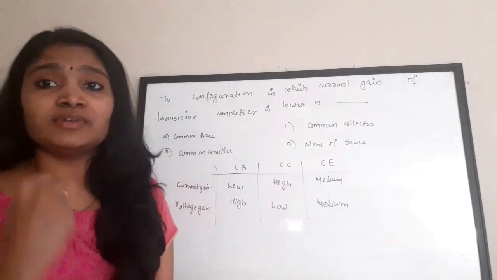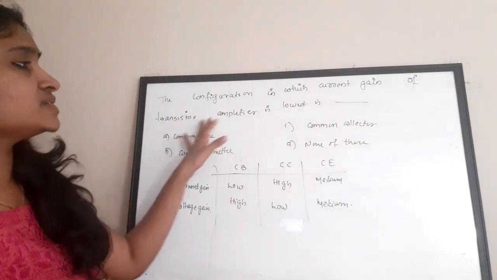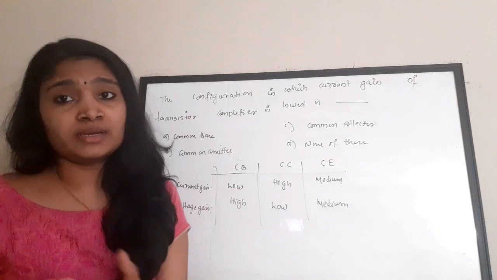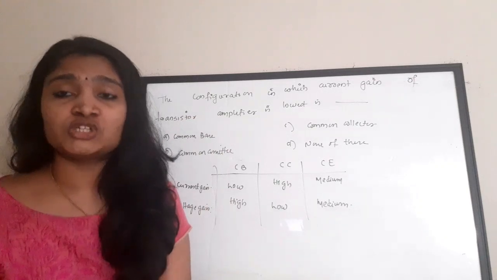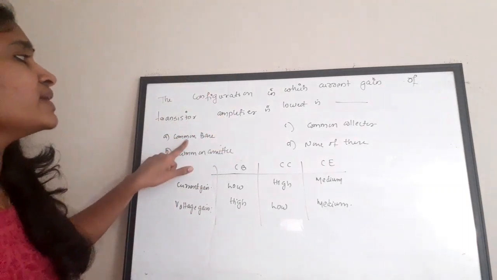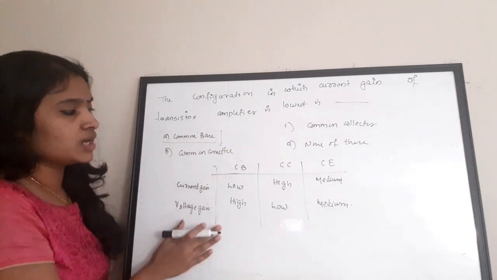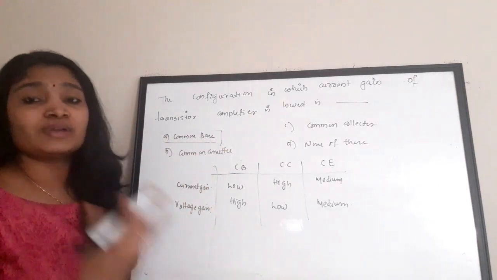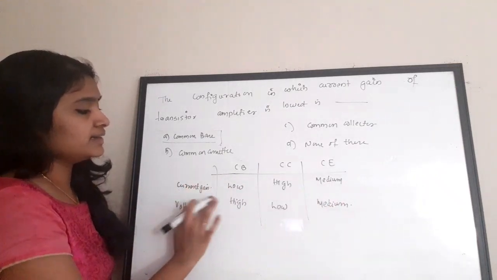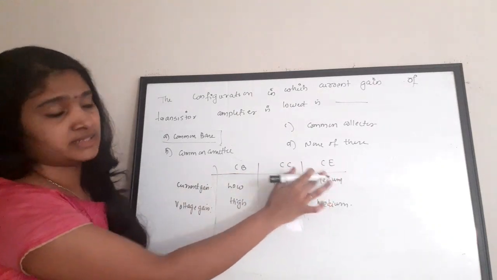The next question that we are going to discuss is this. The configuration in which the current gain of a transistor amplifier is lowest. Among these configurations, that is common base, common emitter and common collector, which configuration has the lowest current gain? Current gain is lowest for common base, which is the correct answer. I have also given you a chart to study it very easily. That is the relation of current gain and voltage gain for common base, common collector and common emitter.